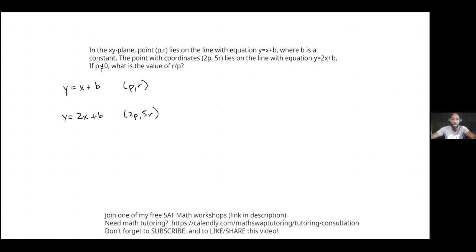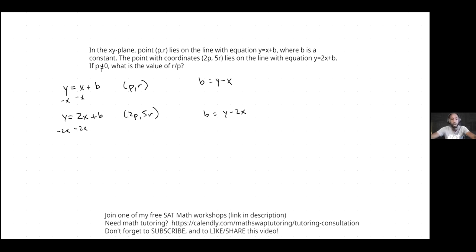Okay, cool. So, let's see. B is something that each of these has in common. So what I am inclined to do is solve each of these for B, and then once I solve those for B, then I might be able to do something. So let's do this here. So right here, B is equal to y minus x. Right here, B is equal to y minus 2x.